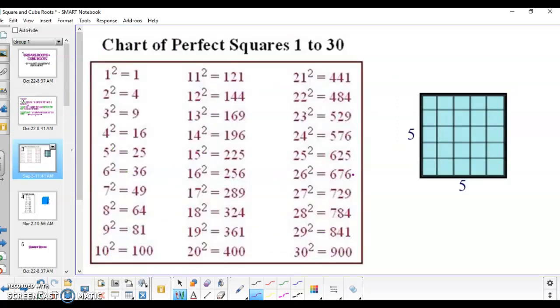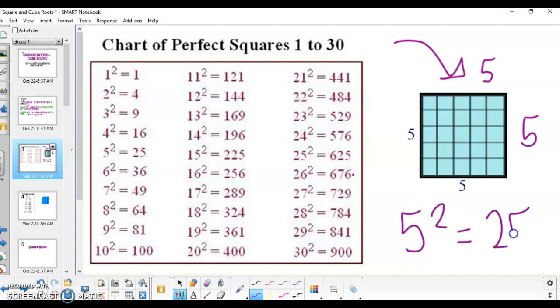What I want to do first is take a look, and you can pause this if you need to, and just get an idea of the perfect squares from 1 to 30. Think about a square, which I have over here. A square that has the length of 5 means it's 5 on all the sides. And I can say 5 squared or 5 to the second power. That means the same thing.